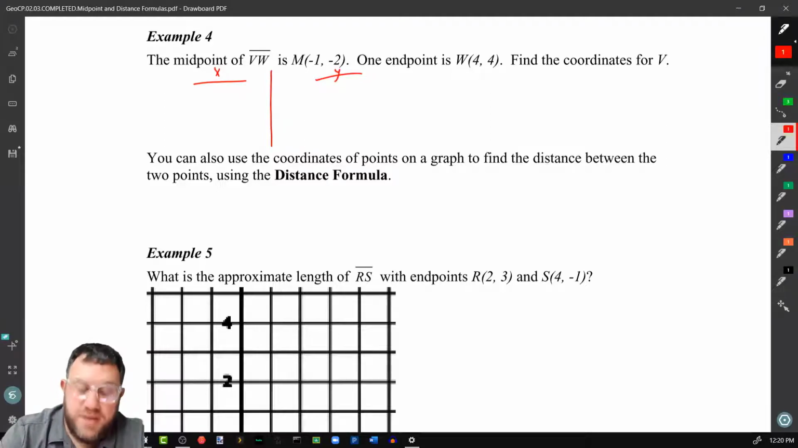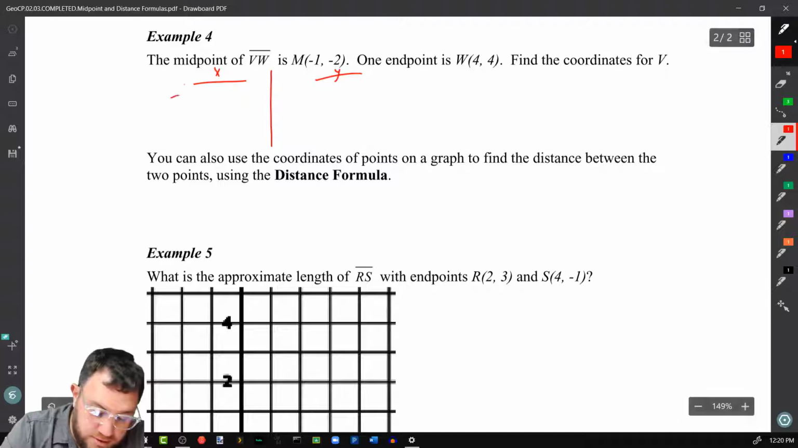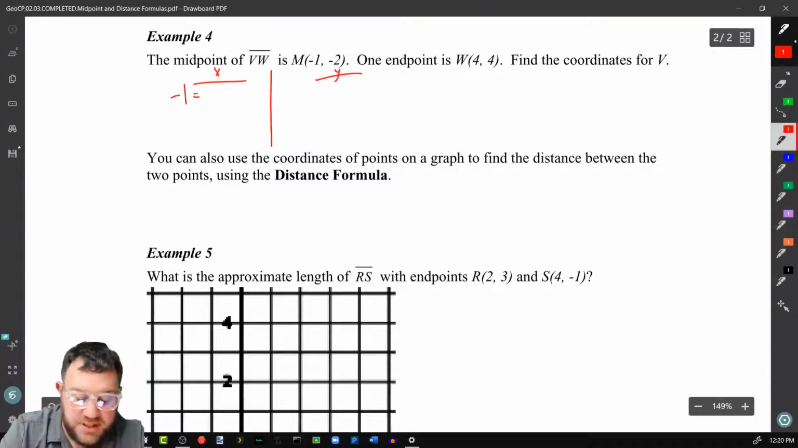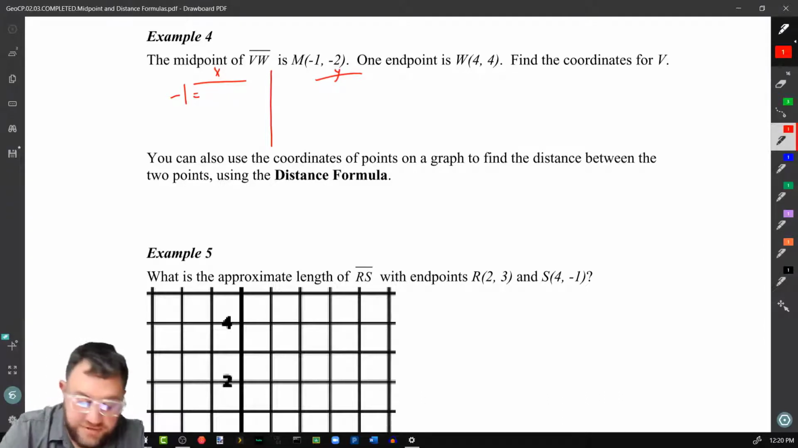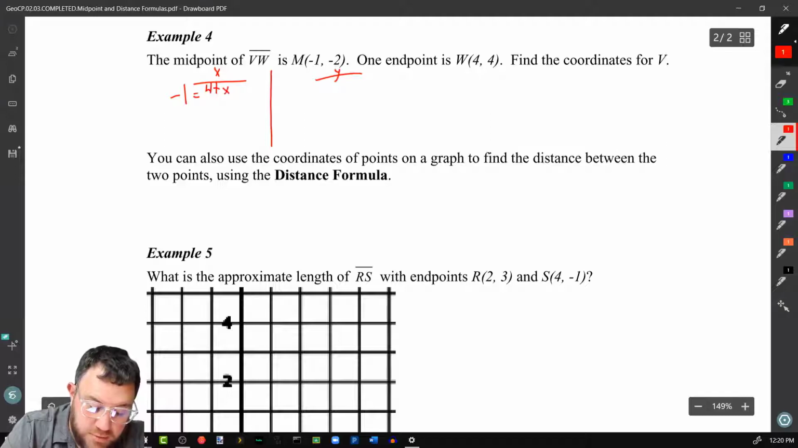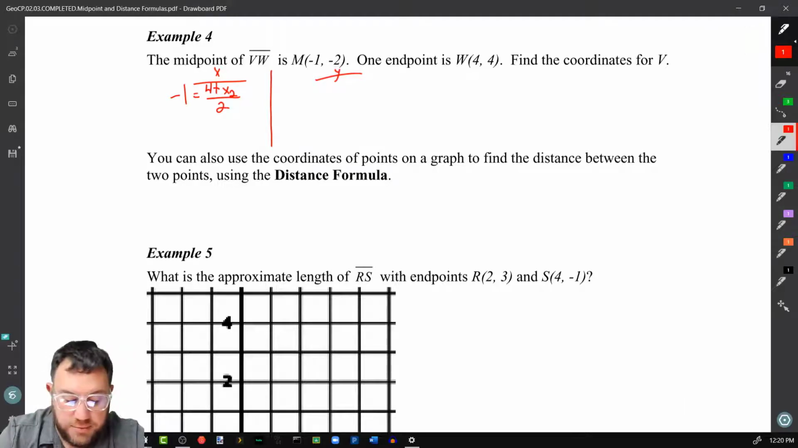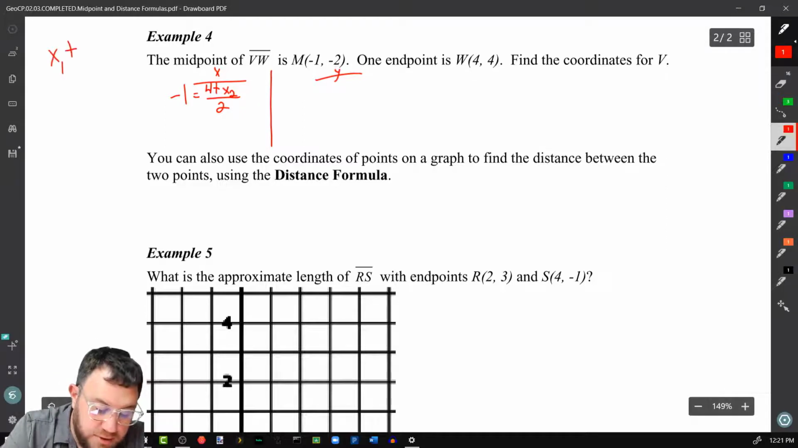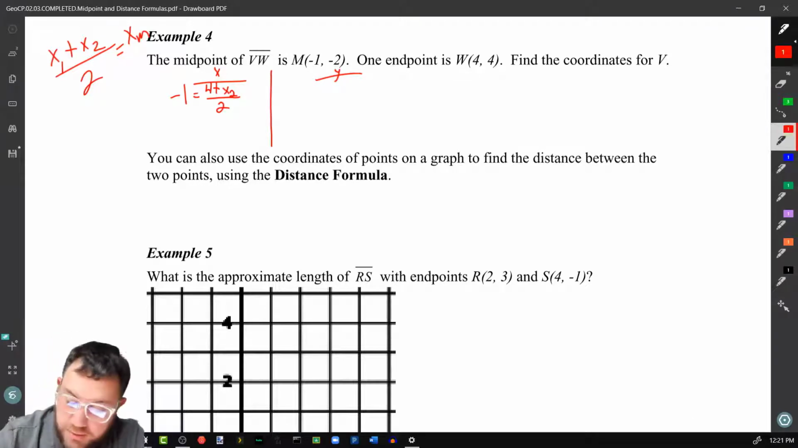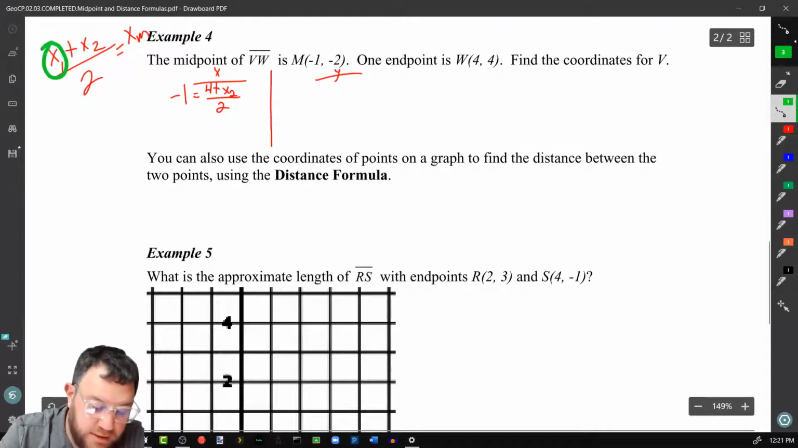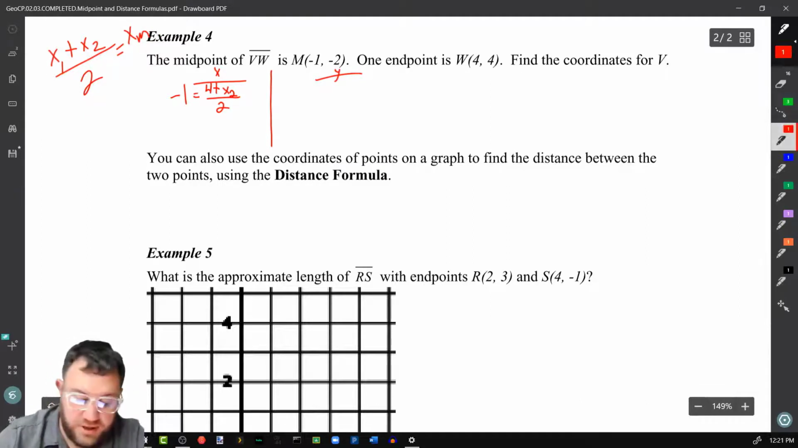Now, we know that the X coordinate for our midpoint is -1, and we know that the X coordinate for W is 4, but we don't know the other X coordinate. So we've got -1 equals (4 plus X sub 2) over 2. So I still used the midpoint formula. I'm going to call this X sub M because it's the midpoint. Still use the formula, only I plugged in here and here. And then we have to solve for the other one.